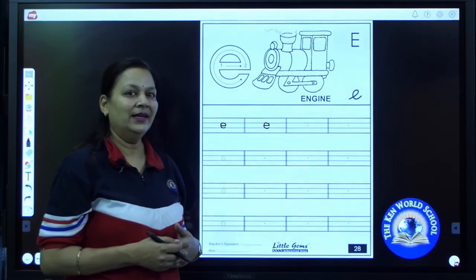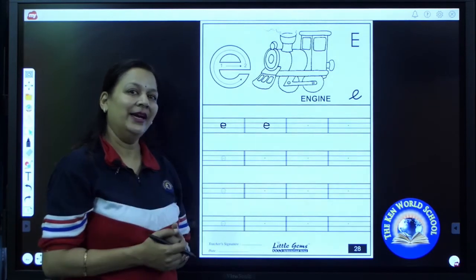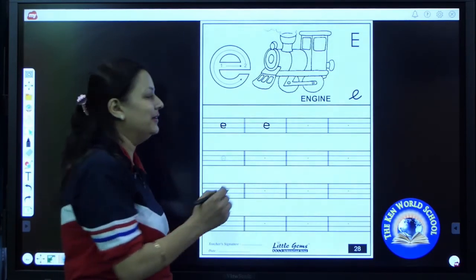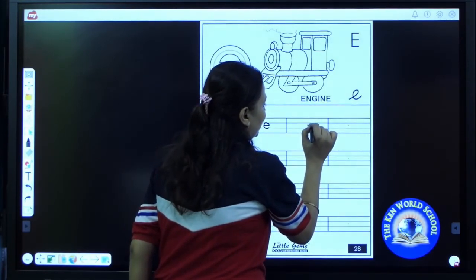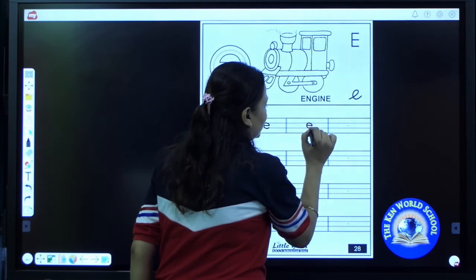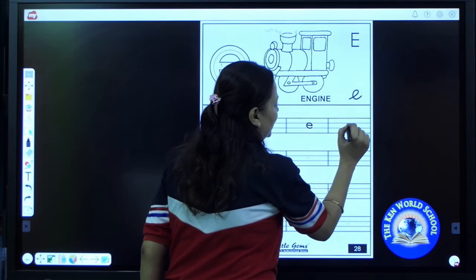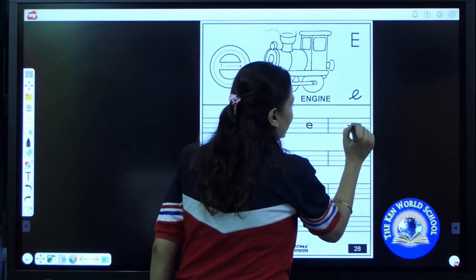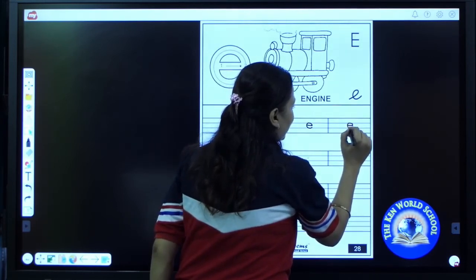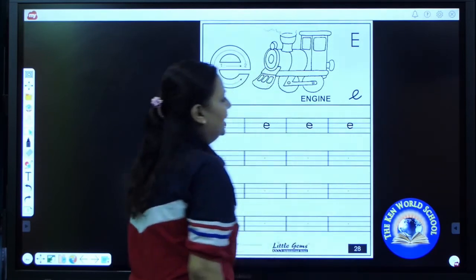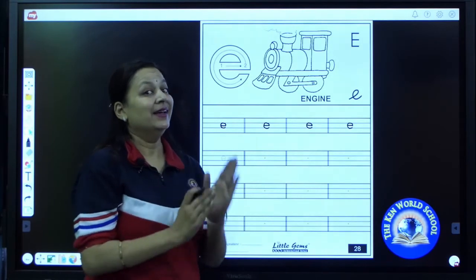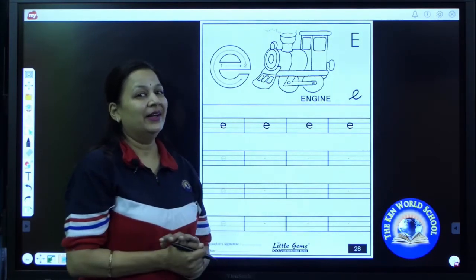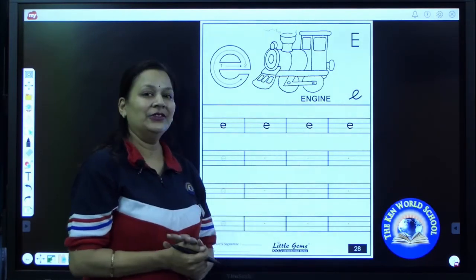Have you done? Again the ball is in my court. I am going to write letter E. Draw a sleeping line between middle line and base line. Go up till middle line and make a curve. E says eh. E as in engine. Now I have completed my first row.